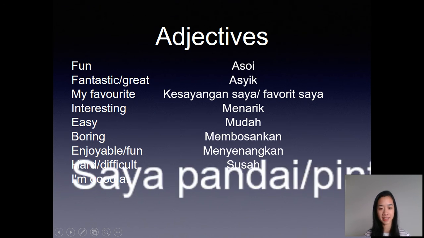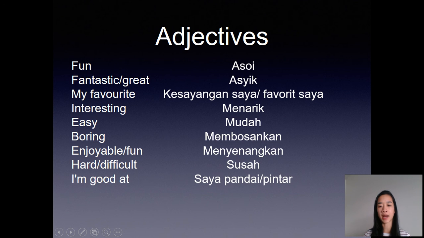And I'm good at is saya pandai or saya pintar. So this pandai and pintar, they actually mean smart. If you're saying I'm good at something, it's kind of like I'm smart at something. So saya pandai, and then you could say a subject. If I were to say saya pandai matematika, it means I'm good at maths.